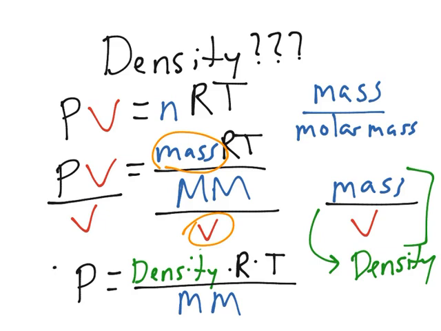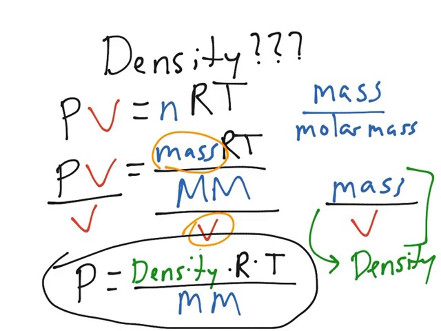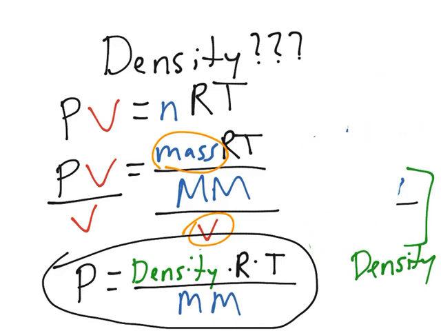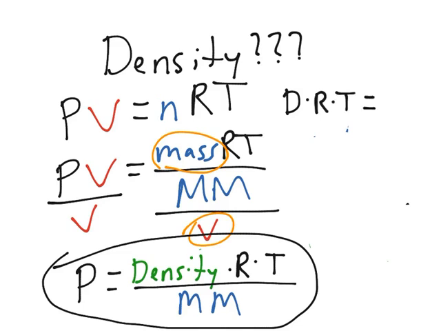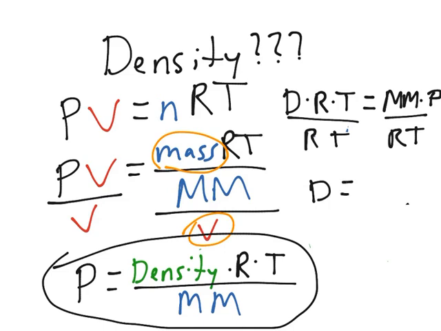So then it is possible to rearrange this equation to solve for density. To solve for density, I'll multiply both sides by molar mass. So that leaves me with the density times R times T equals the molar mass times the pressure. Divide both sides by RT. And the density of a gas is equal to its molar mass times its pressure divided by RT.